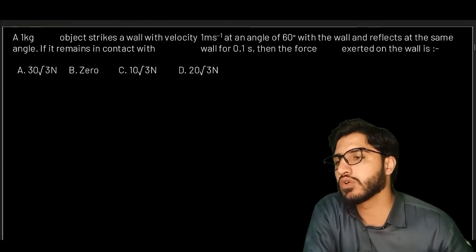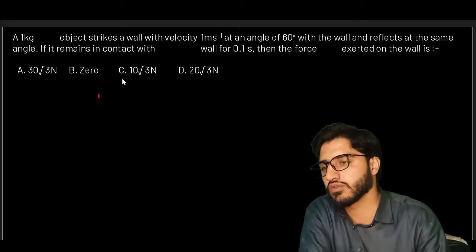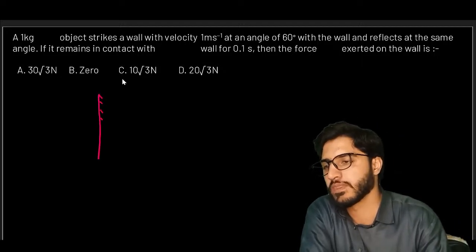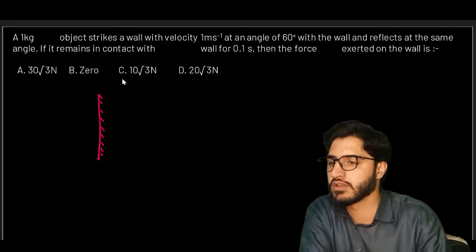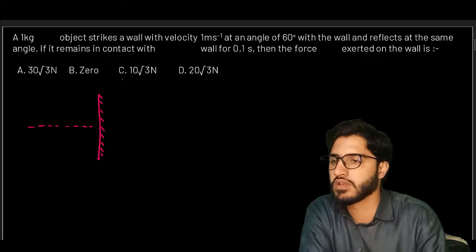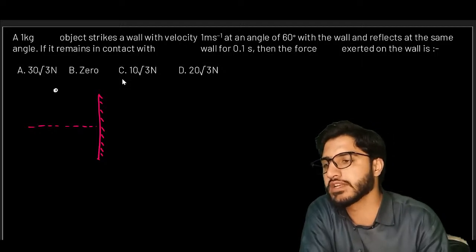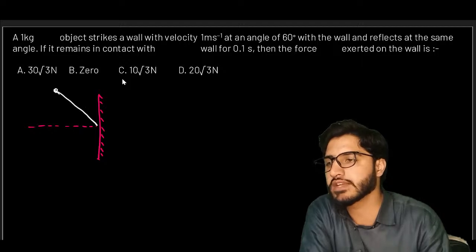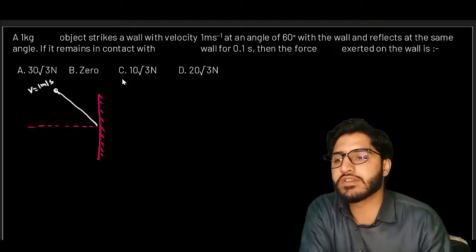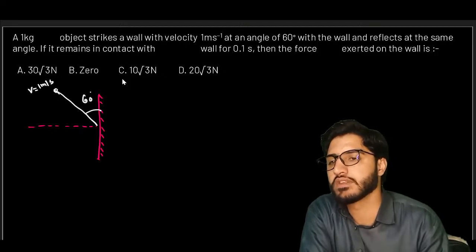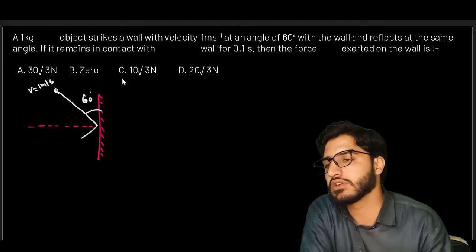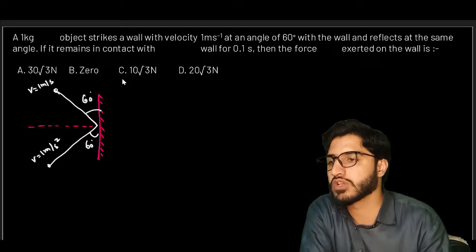Next numerical. A 1 kilogram object strikes a wall. First of all, I have to make the wall. This is my wall. Here is my 1 kg object. It strikes the wall. The velocity is given to be 1 meter per second, at an angle 60 degree with the wall. So this angle is 60 degree, and it is reflected at the same angle, so this will also be 60. Speed is the same, 1 meter per second.